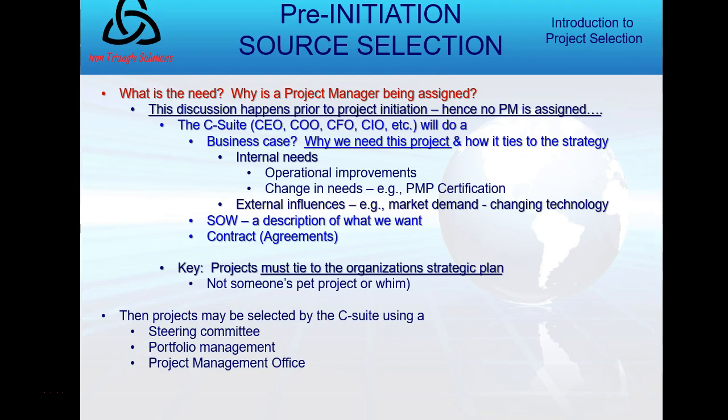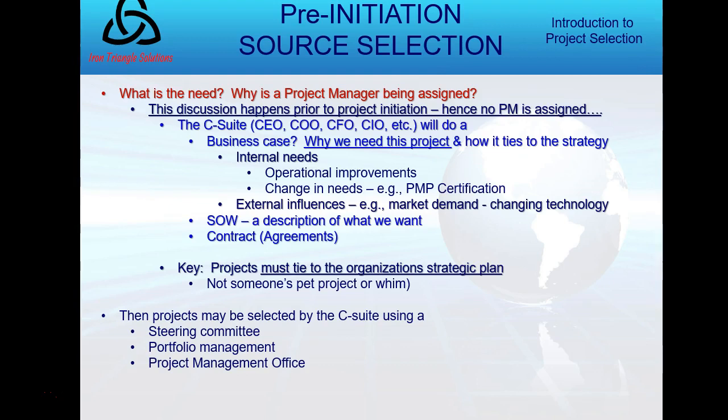Okay. So frankly, now we're at pre-source selection. Is our project selected? Is it chosen to go forward? So the C-suite up there, the CEO, the COO, the CFO, CIO, etc., CISO, they will do a business case, and that will tell us why we need this project. And it can be for internal needs, like a new training program, or external influences, like Apple builds the iPhone, and so Samsung says, hey, we need the Galaxy.